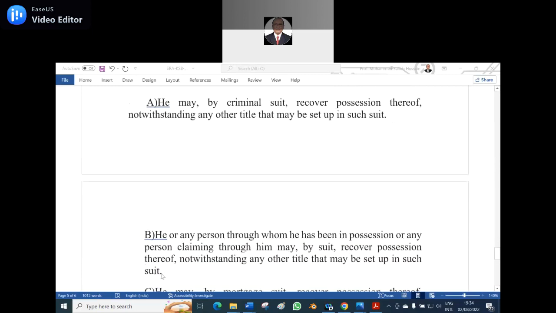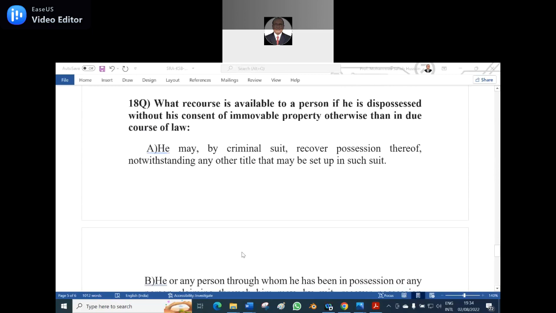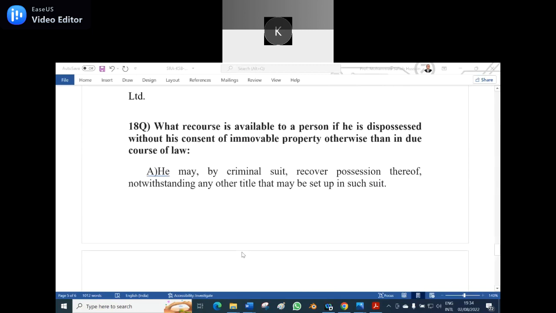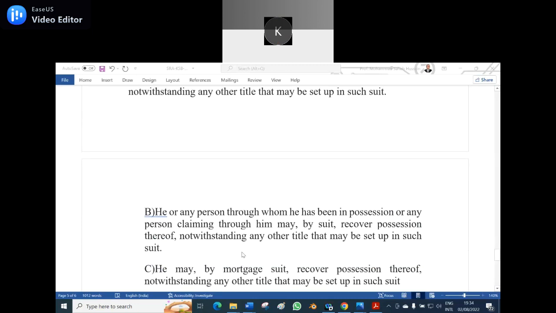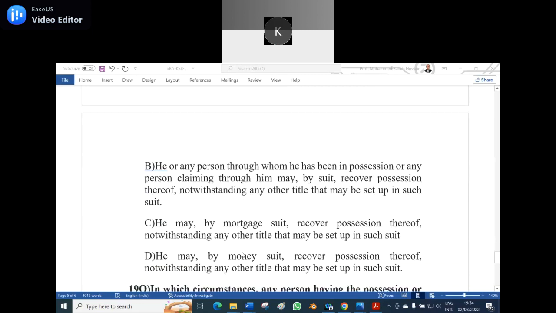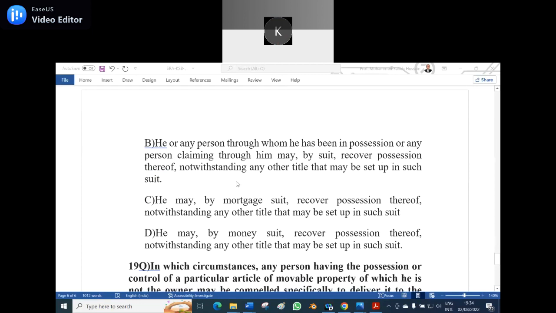Now, 18th question. What recourse is available to a person dispossessed without his consent of immovable property otherwise than in due course of law? Option A, he may by suit recover possession thereof, notwithstanding any other title that may be set up in such suit. Option B, he or any person claiming through him may by suit recover possession thereof, notwithstanding any other title that may be set up in such suit. Option C, by mortgage suit, recover possession thereof, notwithstanding any other title that may be set up in such suit. Option D, any suit, recover possession thereof, notwithstanding any other title that may be set up in such suit.